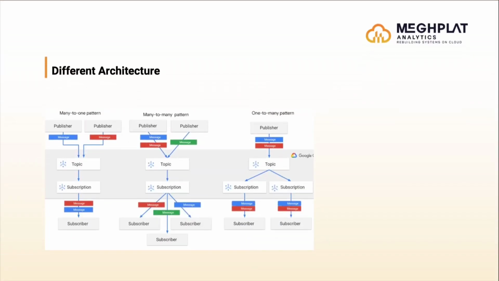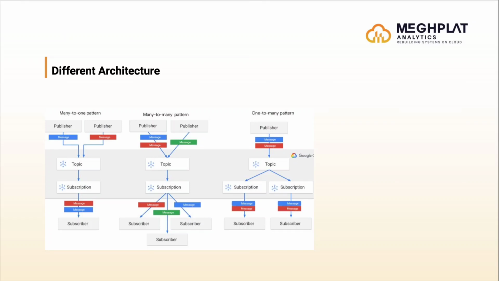Now let us understand the different architectures for PubSub. First comes the many-to-one. In a many-to-one PubSub architecture, multiple publishers send messages to a single topic. The messages are then delivered to all the subscribers that are subscribed to that topic. This architecture is useful for broadcasting messages to a large group of subscribers.